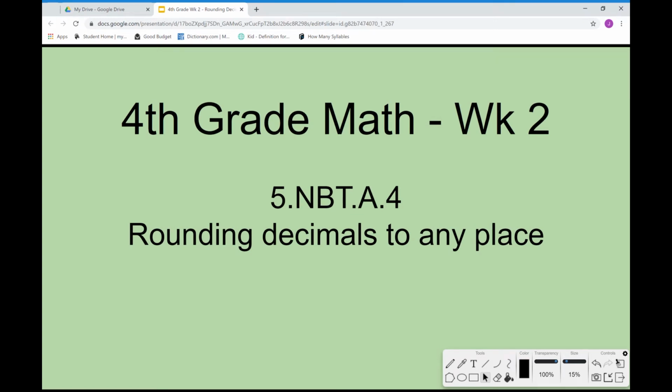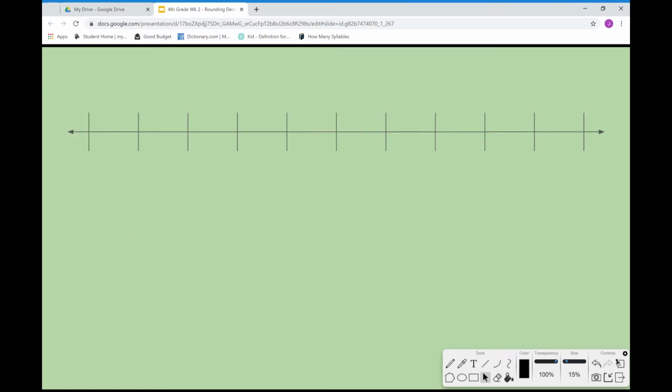Today's lesson is on rounding decimals to any place. Rounding decimals is very similar to rounding numbers like you have in the past. First, let's look at rounding a decimal to the nearest whole number. For the first example, we are going to round 1 6/10 to the nearest whole number.